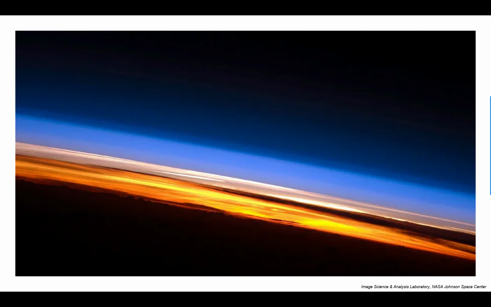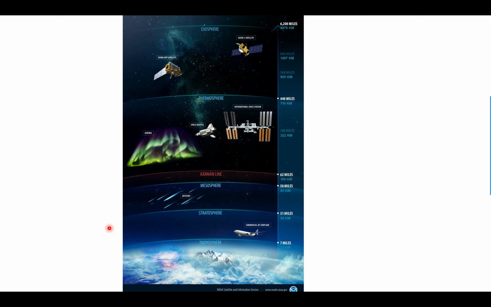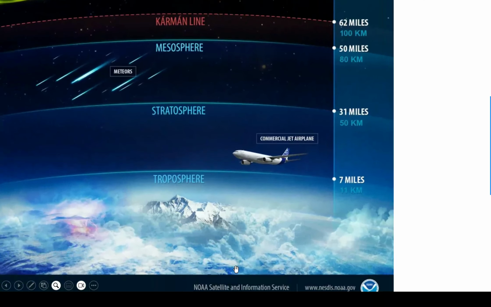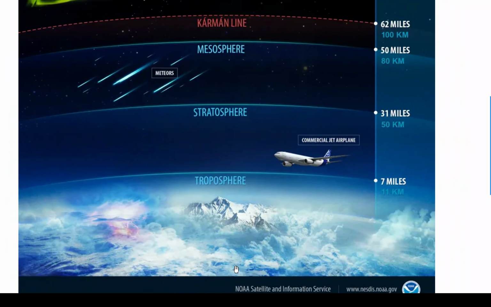If you look at this image, it's not uniform, it's not a single component. It is made up of multiple layers, as you can see. You might have heard of this earlier also. It starts with the troposphere, the lowermost layer, the layer in which we spend most of our lives. This layer stretches up to 11 kilometers above the surface, and then it is followed by the stratosphere.